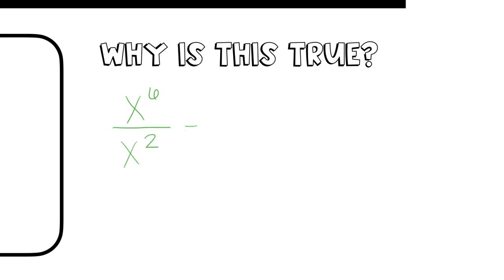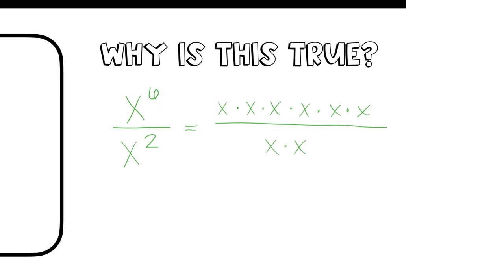I'm going to expand this out so we can see what's happening here. So this would be x times x times x times x times x times x. I just wrote 6 x's that are being multiplied together. And then on the bottom of the fraction, we would just have 2 of them, right? x times x.